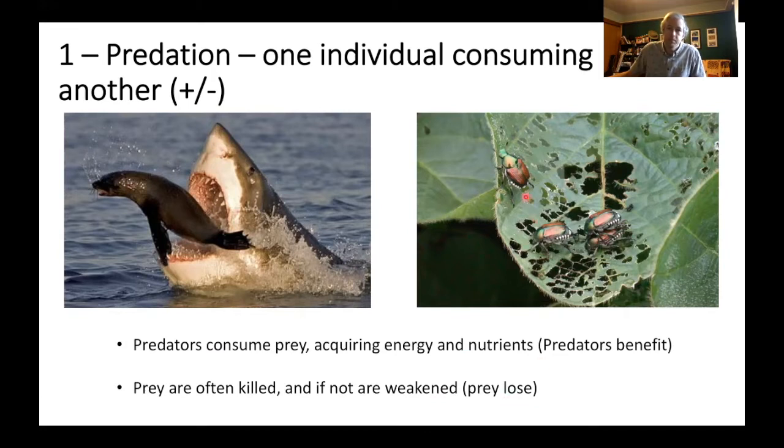So for example, in this herbivorous interaction just here, the beetles are acting as the predator, they're eating the leaf, and so they're acquiring energy and nutrients, which is a benefit. And although the plant isn't being killed necessarily by the consumption of this leaf, it is being weakened. It's losing leaf tissue, it's losing the ability to photosynthesize, so it's being weakened by this interaction.